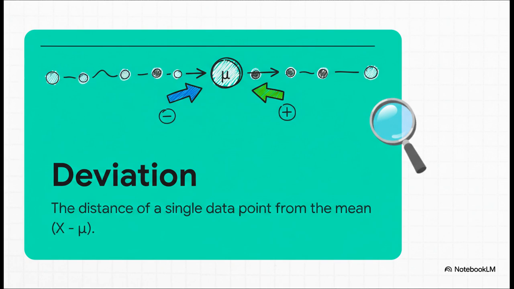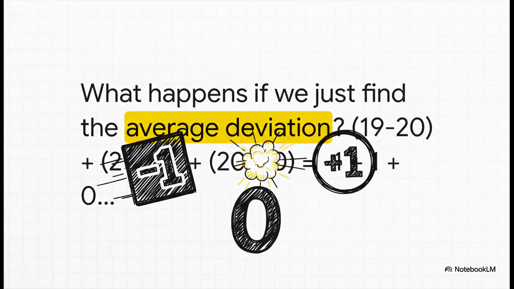So for player A's first game, they scored 19. The average is 20. So that's 1 point below the average, a deviation of -1. The next game, 21 points. That's 1 point above the average, a deviation of +1. Seems simple enough, right? So the logical next step is to just find the average of those deviations. Let's try it for player A. We have a -1 plus a +1 plus a 0 from that last game. We add them up, and we get a very specific and very unhelpful number.